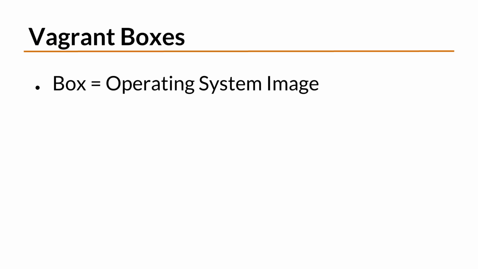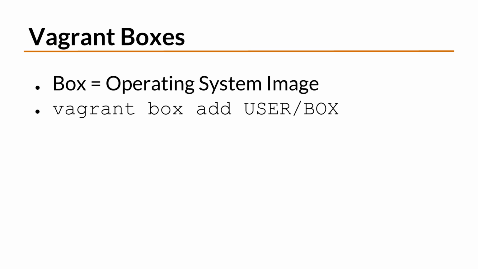A box in Vagrant speak is an operating system image. The vagrant box add command will download and store that box on your local system. You only need to download a box once, as this image will be cloned when you create a new virtual machine with Vagrant using the box's name. The typical format of this command is vagrant box add user/box.